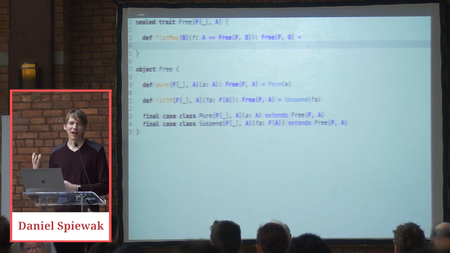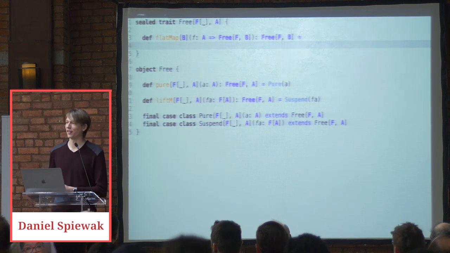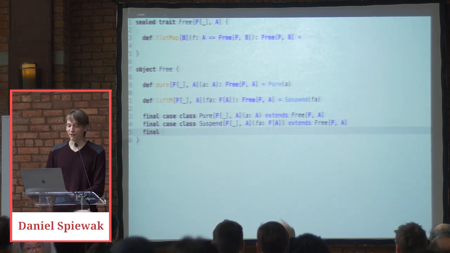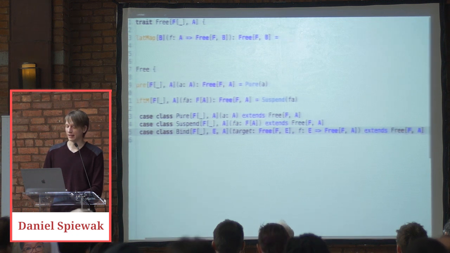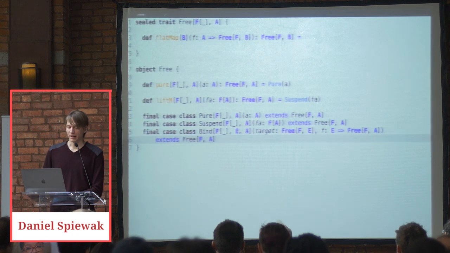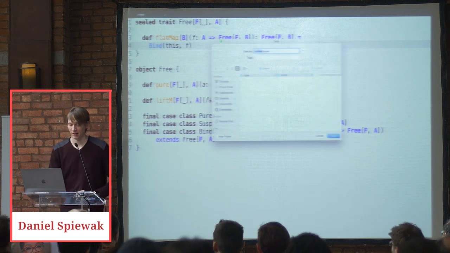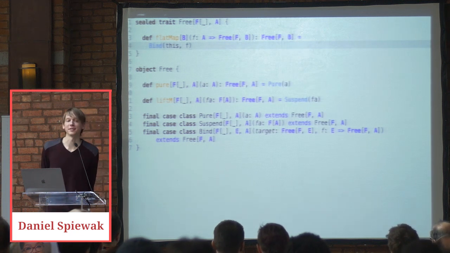So far we've been following this pattern that with every function we write, we just put more things in the algebra. So let's put more things in the algebra. Final case class Bind[F[_], E, A], with a target that is a Free of F of E, and some function from E to Free of F of A, extends Free of F of A. And then flatMap up here is just Bind this f. Cool, this is the free monad, guys. That's all, we're done.